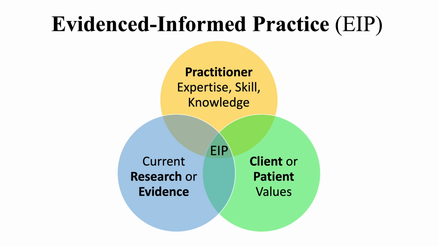And so you've probably come across this Venn diagram in your textbooks, and this involves the 3 components. It shows you the practitioner's expertise, skills, and knowledge, the client or patient's values, and then the current research or evidence. And this Venn diagram shows you how these 3 components involve an evidence-informed practice, ensuring that the client's needs are being met and that the practitioner is committed to continuous learning with the purpose of providing their client or patient with the most effective care available.